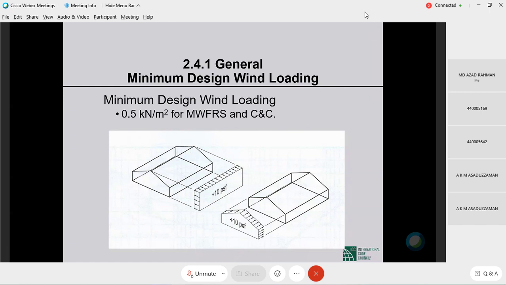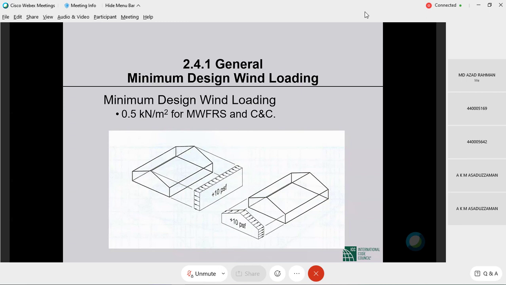BNBC and AC7 both specify a minimum design wind pressure, 10 pounds per square foot, which is half a kilonewton per square meter. This is for components and cladding. The component and cladding part is easy. Whatever you calculate cannot be any less than 10 pounds per square foot.